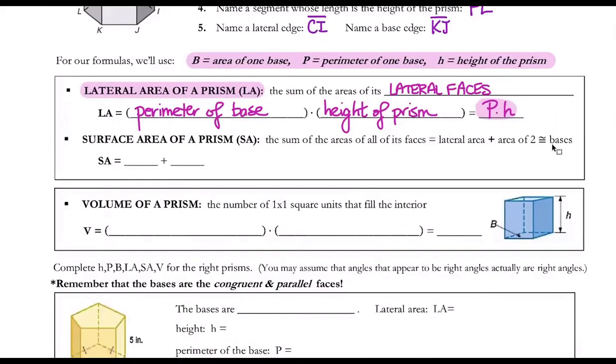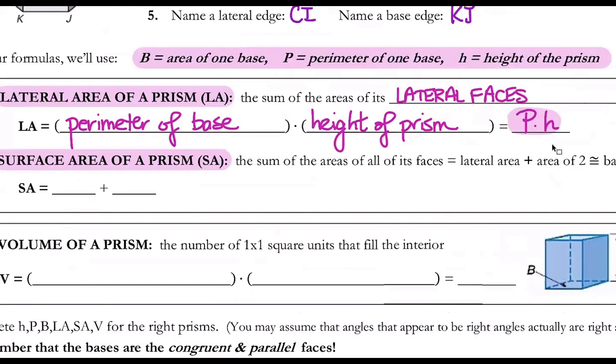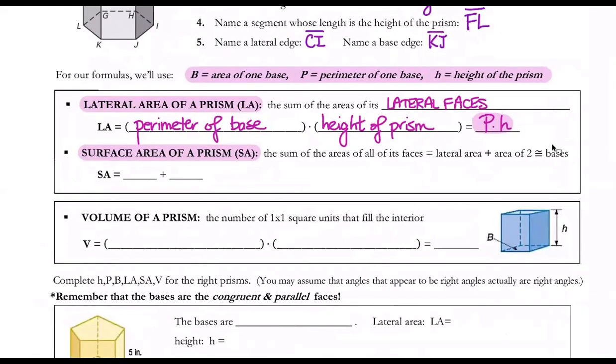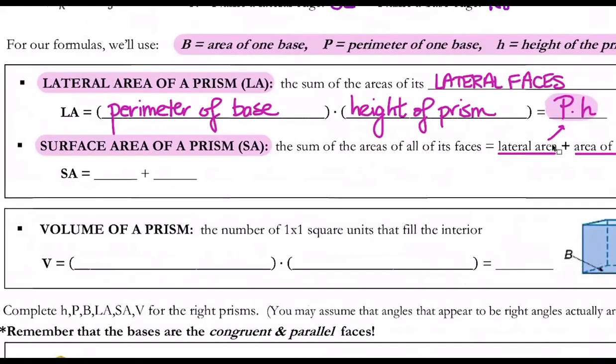Surface area means find that lateral area and add on the two bases. That's a total surface area. Sometimes you'll see capital T, capital A to mean total area. The sum of the area of all of its faces is simply the lateral area, which we found up there, plus two congruent base areas. So surface area will be the lateral area plus 2 capital B. Remember, B was the base area of one of the bases. So total surface area will be lateral area plus 2 base areas.